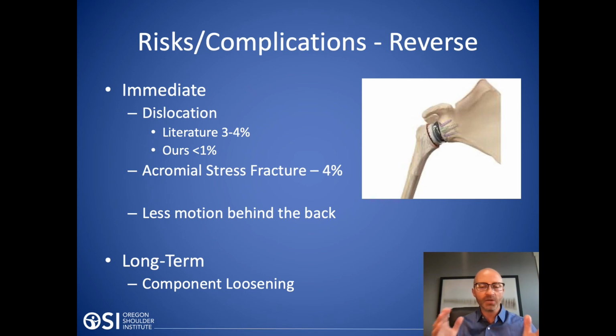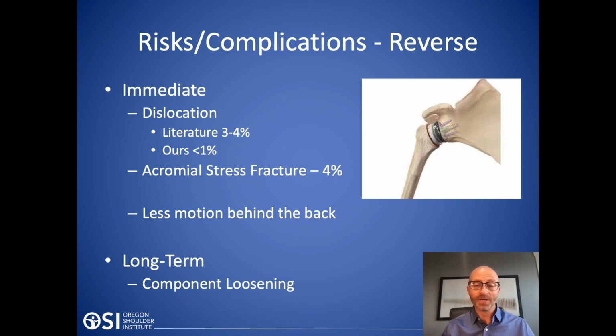If you look at the two, pain relief is very similar. Overhead function and out to the side is very similar, but you typically don't do as well behind the back. You have the risk of stress fracture, but the converse is you don't have the risk of the rotator cuff problem and you don't have the risk of the socket loosening as much.